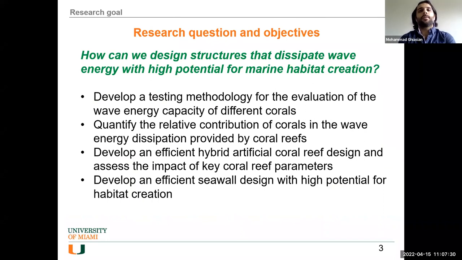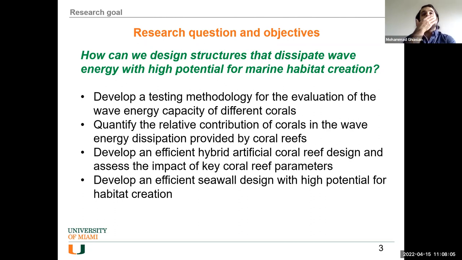So here, for reaching our goals of this research study, we defined four different objectives. First of all, for the coral reef structures, we needed to evaluate their performance. So we developed a testing methodology for evaluating the performance of the structure in terms of wave energy dissipation and wave height reduction. Therefore, after that, we could quantify the relative contribution of corals in wave energy dissipation.